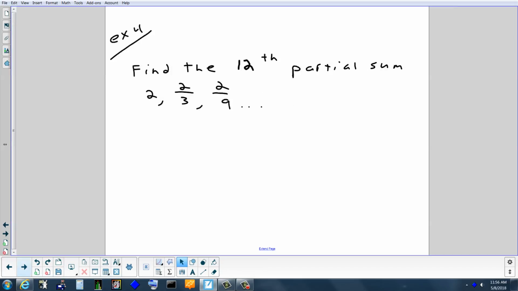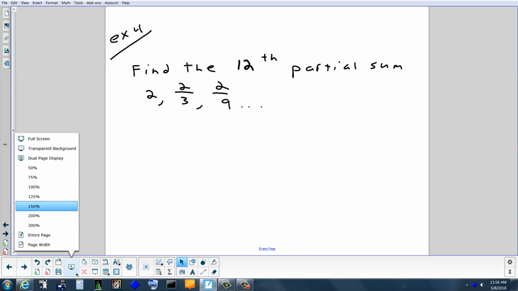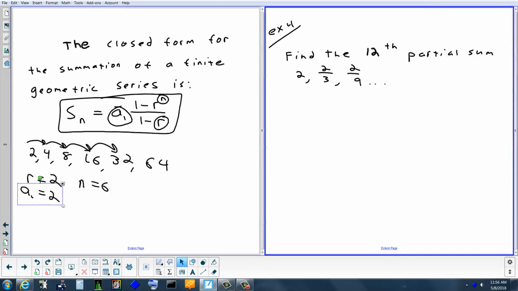Okay, so here's a pattern, and I want you to add up the first 12 terms in this pattern. If you are finding all 12 and doing it by hand, you're not doing it the right way. Because I might give you one on the test that says add up the first 100. You're not going to be able to list out all 100. Use this formula.